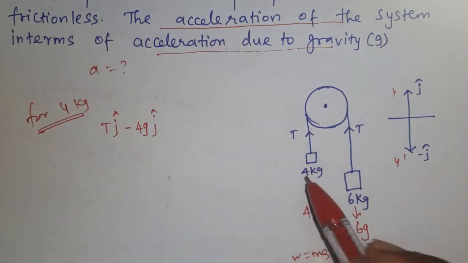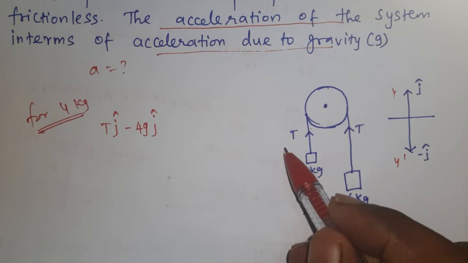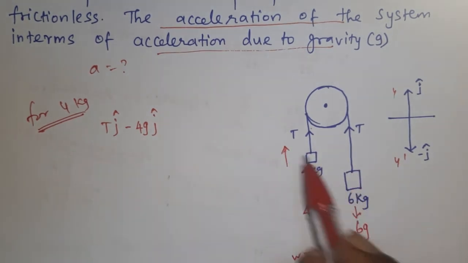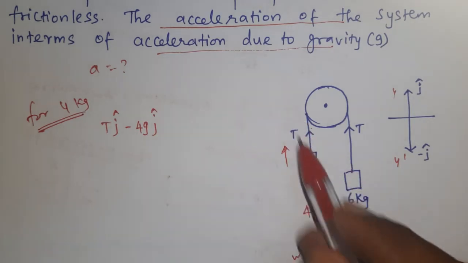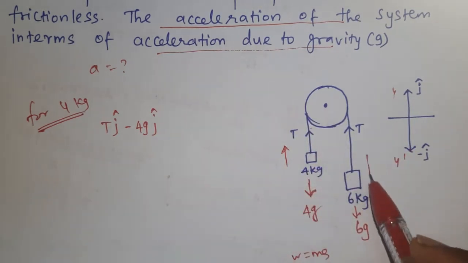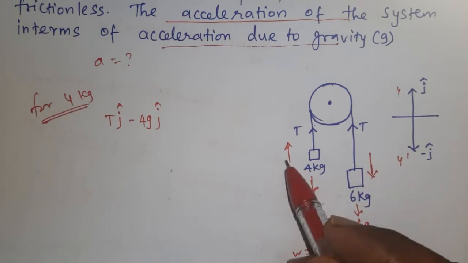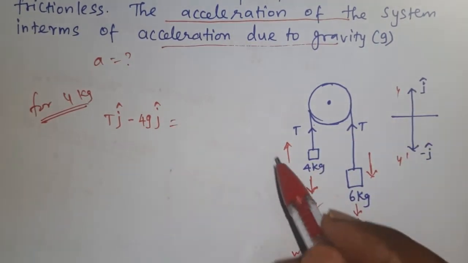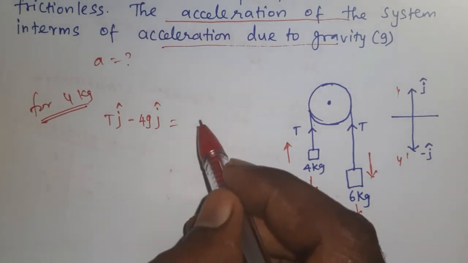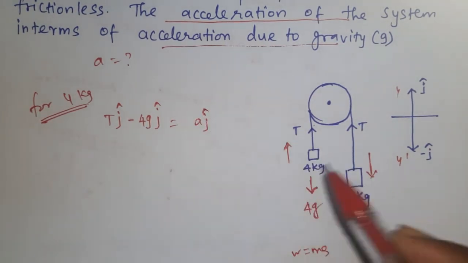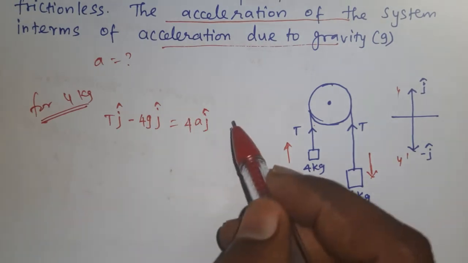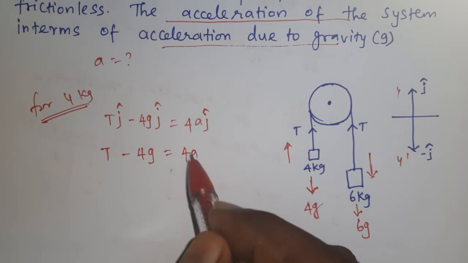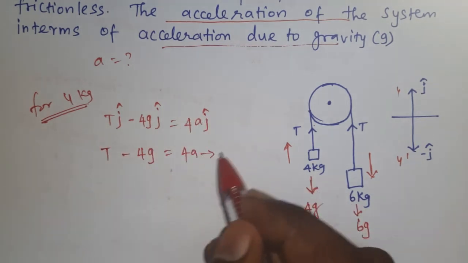Then net acceleration: this 4 kg will be moving in the upward direction because 6 kg is denser than the 4 kg. So that 4 kg will be moving up, and that 6 kg will be going down. It is moving up, so it coincides with the plus j. So that acceleration is in the upward direction, a j cap. The mass is 4. Then T minus 4g is equal to 4a. Both sides we cancel j. Let it be equation 1.